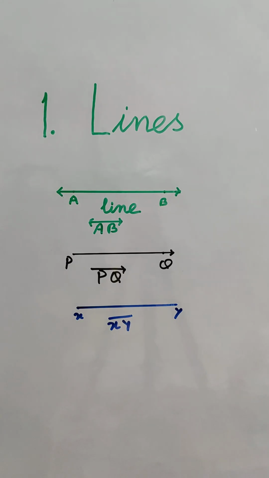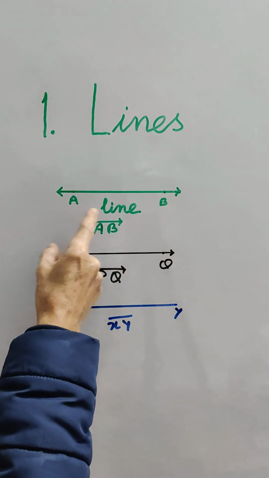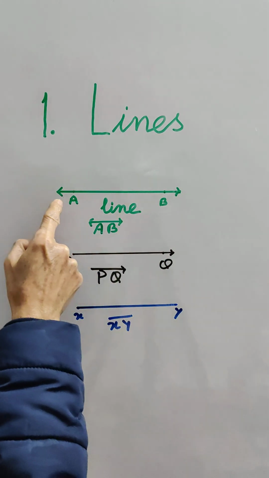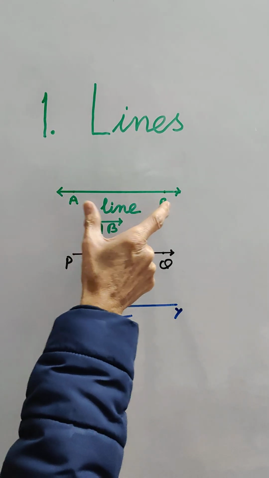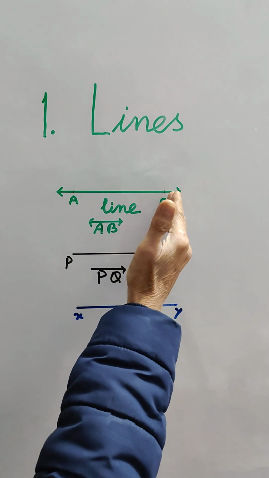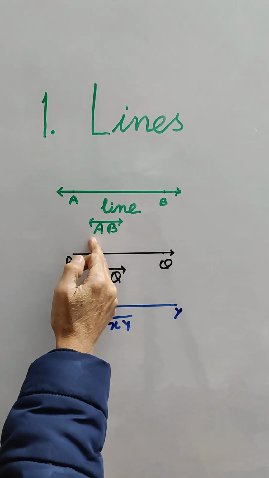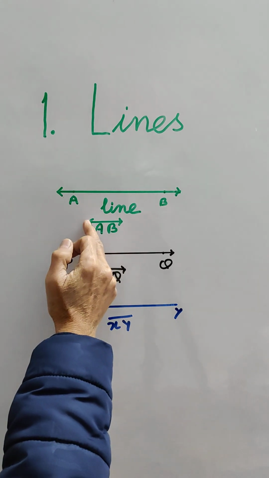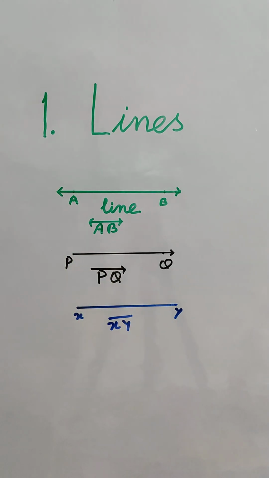So our first topic is lines. A line is represented by a simple line segment with two arrows at both ends. It shows that it is extending unlimitedly in both sides, and it is represented by AB or a small line with two arrows at the end point.